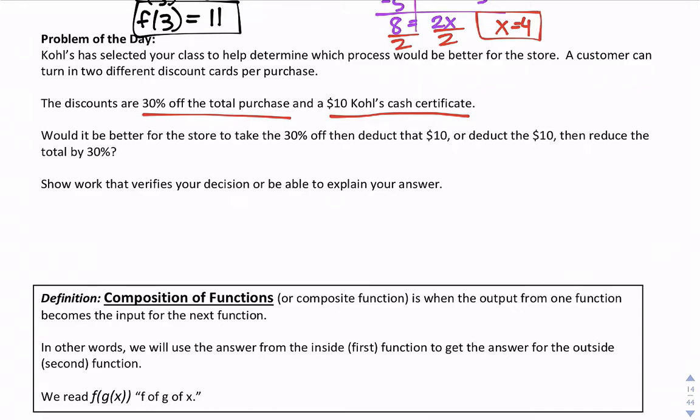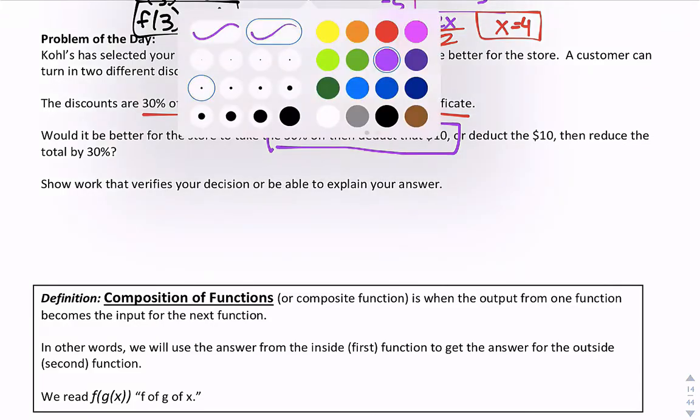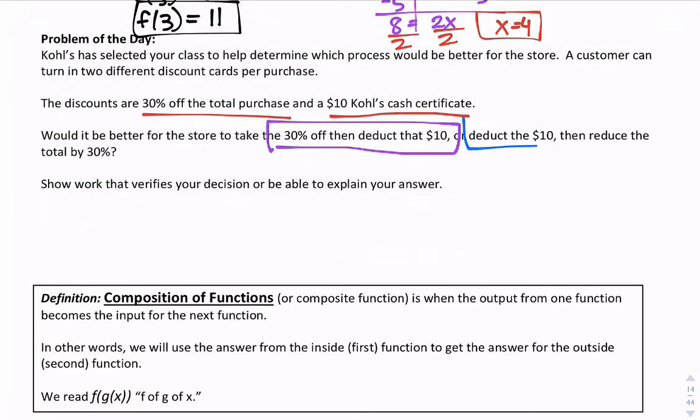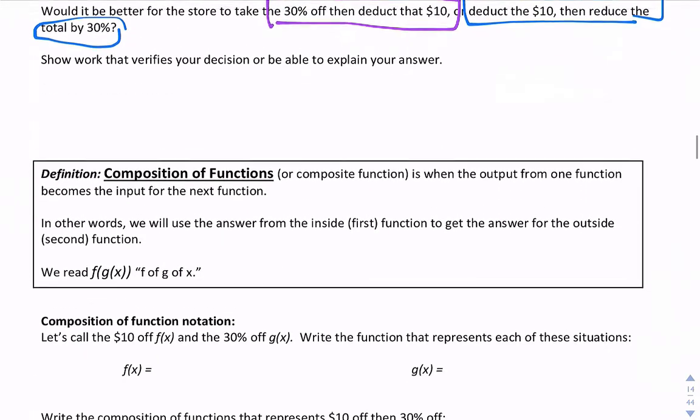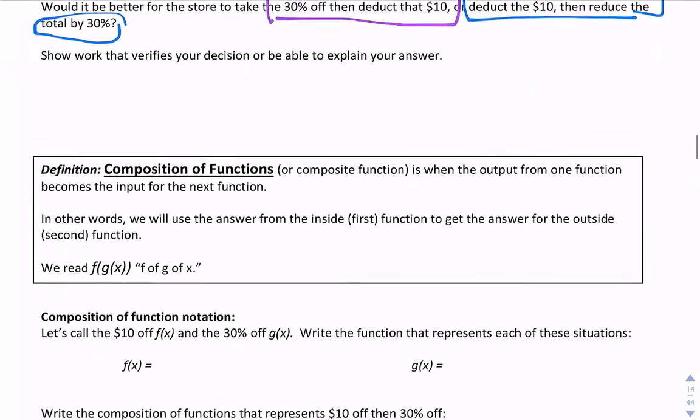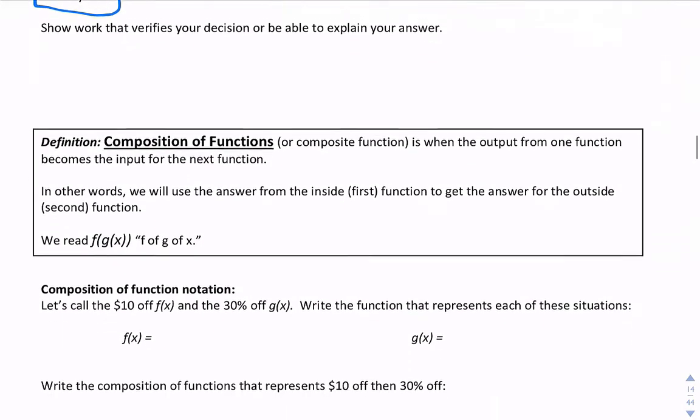All right, so here it is. First option, 30% off, then deduct the 10. Or deduct the 10, then reduce the total by 30. So which is better for the store? Which saves the customer less, earns the store more? So you can think about that, and we'll have several students explain what they came up with and why.